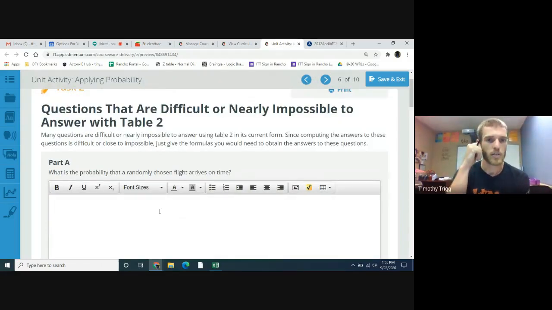Anyway, questions that are difficult or nearly impossible to answer with Table 2. Many questions are difficult or nearly impossible to answer using Table 2 in its current form. Since computing the answers to these questions is difficult or close to impossible, just give the formulas you would need to obtain the answers to these questions. So in this case, we're not going to be answering the questions, we're just going to be giving the formula you would need in order to answer the questions. So in part A, for example, it says, what is the probability that a randomly chosen flight arrives on time?